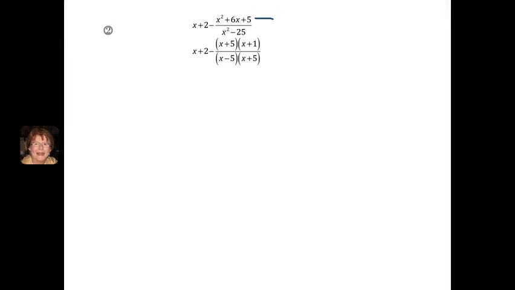In the numerator, we've got an easy trinomial. The factors are x plus 5, x plus 1. The denominator, we've got the difference of two perfect squares, x minus 5, x plus 5. What do you think the next step is?